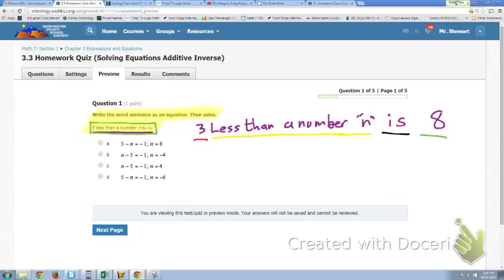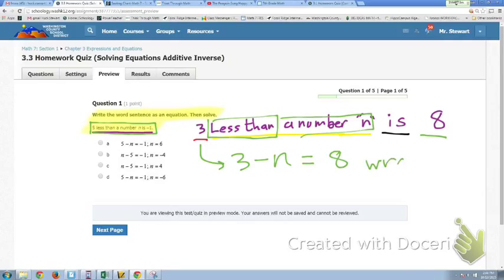So if you missed this, as you're reading this, a very common mistake would be this. Students would think, okay, I'm going to do 3. And then less than, I know what that means, that means subtract. And then a number n, okay, subtract n, is, I know what it is, equal to 8. Now if you did this, this would be wrong. And let me tell you why. It has to do with the way the order things are worded here.